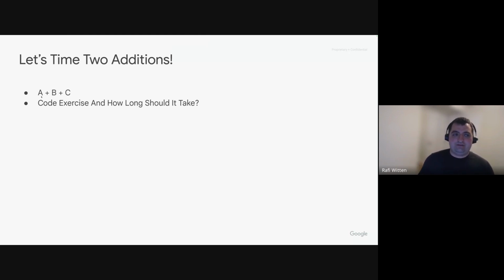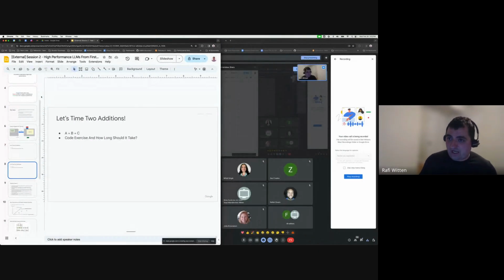But before we talked about adding two numbers, A plus B, and we saw we were able to get within 80 or 90% of the physical limit on the hardware. Now let's think about adding A plus B plus C. How close do we think we should be able to get there? And also, how fast do we think we should be able to go? So, any takers? If adding A plus B takes 1 second, how long should adding A plus B plus C take?